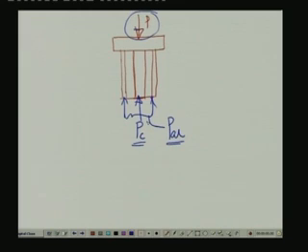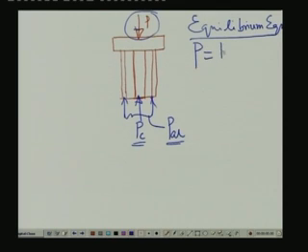So, if we write down the equilibrium equation of this particular system, it is that P is equal to P_C plus P aluminum. This is equation 1.